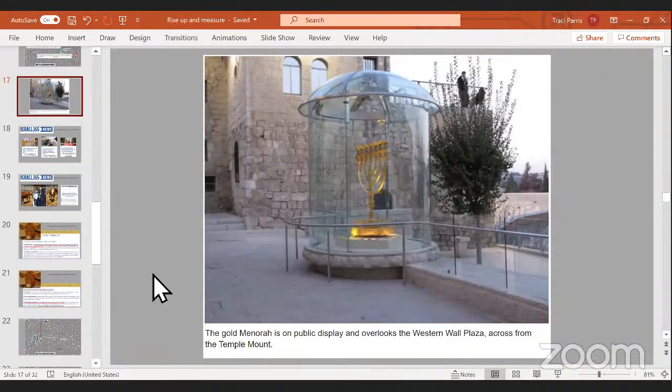Then this is, the gold menorah is on public display and overlooks the Western Wall Plaza across from the Temple Mount. I believe this is supposed to be the menorah that they're going to use when they build the 3rd temple. I think I read that somewhere. They already have all of their instruments prepared for when the 3rd temple goes up.